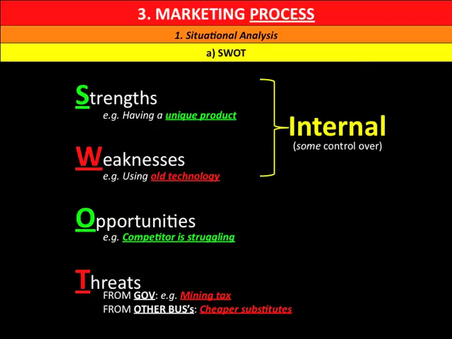The strengths and weaknesses are internal in that the business has some control over what they are. So it's not complete control. So don't write in your notes, okay, internal ones the business has control over, external ones the business has no control, because that's too simplistic, right? Internal parts of the SWOT, internal strengths and weaknesses, the business has some control, but not absolute control.